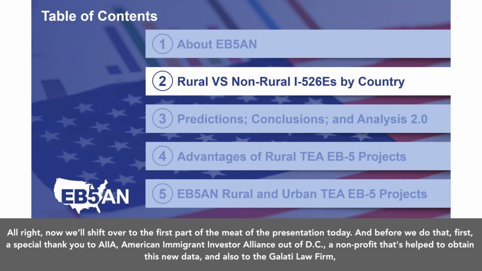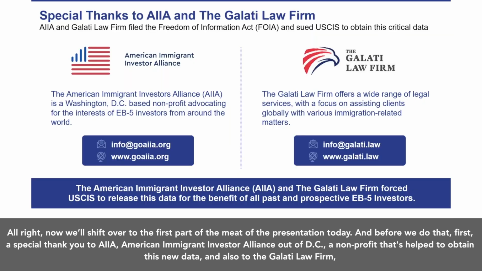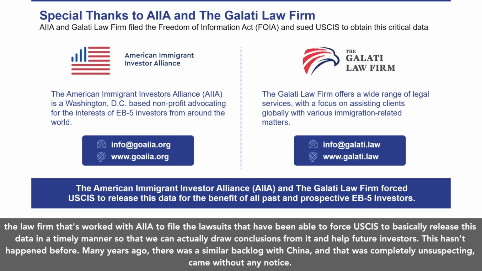All right, now we'll shift over to the first part of the meat of the presentation today. And before we do that, first, a special thank you to AIIA, American Immigrant Investor Alliance, out of DC, a nonprofit that's helped to obtain this new data, and also to the Galati law firm, the law firm that's worked with AIIA to file the lawsuits that have been able to force USCIS to basically release this data in a timely manner, so that we can actually draw conclusions from it and help future investors. This hasn't happened before.